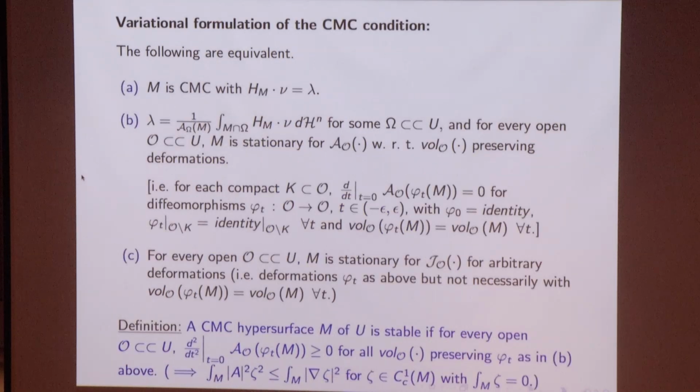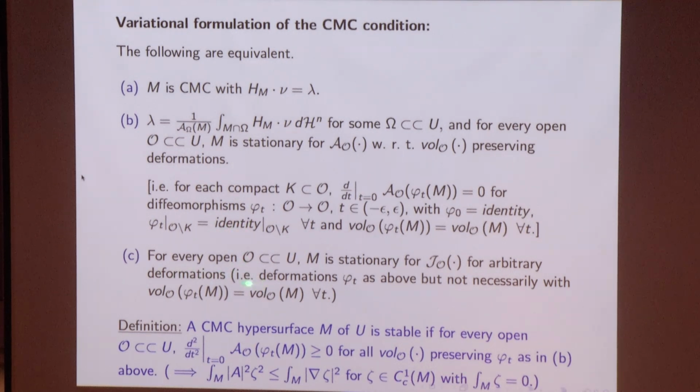Now, the first thing to look at is first variation. How do you characterize the relationship between the fact that the scalar mean curvature is constant, which is this, once you have a unit normal, that is the scalar mean curvature. And then variationally, you can write it in two different ways. First is that the hypersurface is stationary for the area, provided the deformations preserve the enclosed volume.